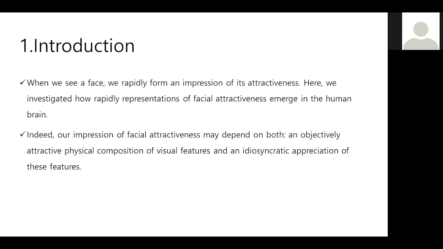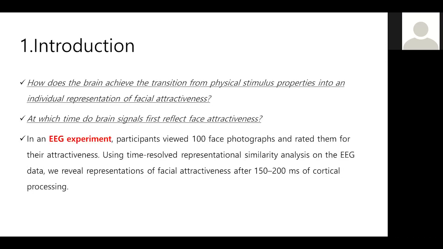When we see a face, we almost immediately can tell whether we find it attractive or not. Beyond such first impressions, facial attractiveness affects people's everyday lives in fundamental ways. Given these varied effects of facial attractiveness, a large body of research has focused on understanding the factors that make a face attractive. How does the brain achieve the transition from physical stimulus properties into an individual representation of facial attractiveness?